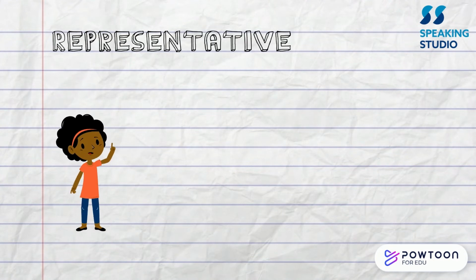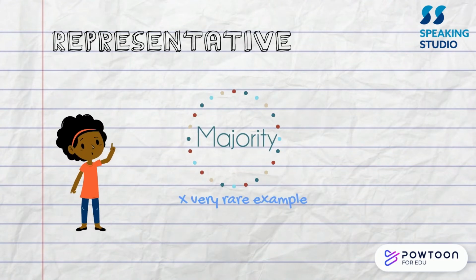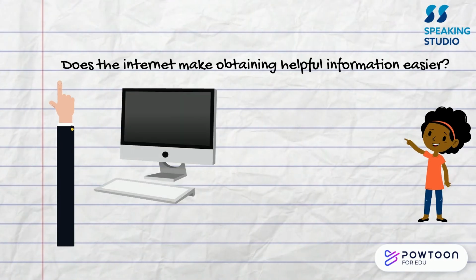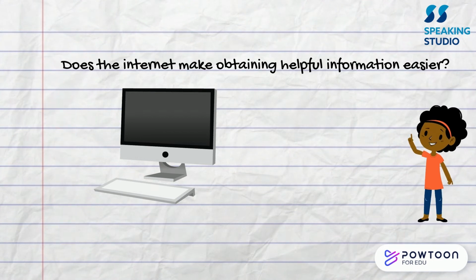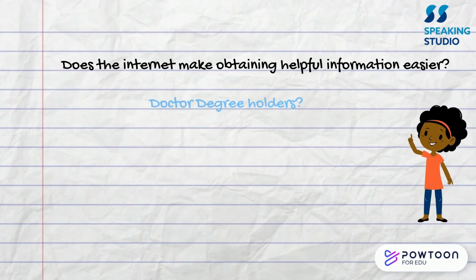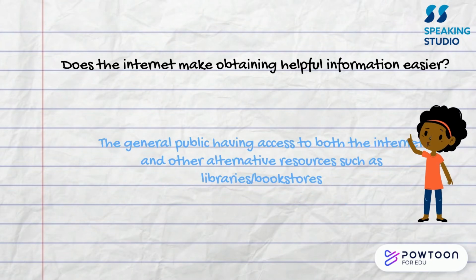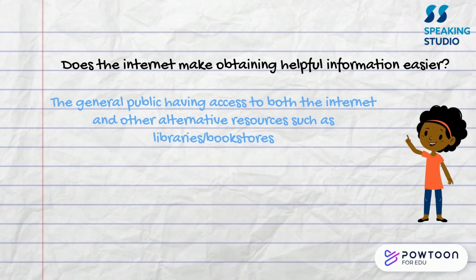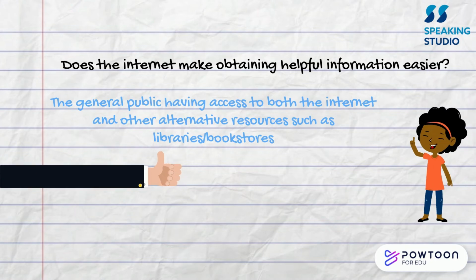The evidence chosen cannot be a very rare example that only represents a small population. For example, you get a general topic such as whether the internet makes obtaining helpful information easier. If you refer to doctoral degree holders who have to search for academic articles online to support the claim, it probably is not so convincing because your example only covers the minority. Instead, by referring to the general public who have access to both the internet and other alternative resources, it may be much more representative and persuasive.